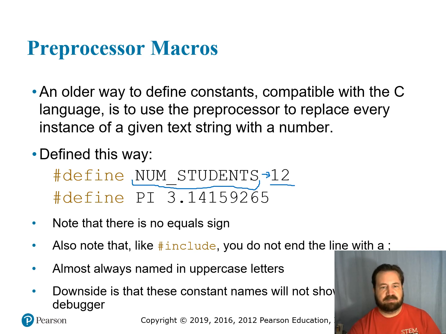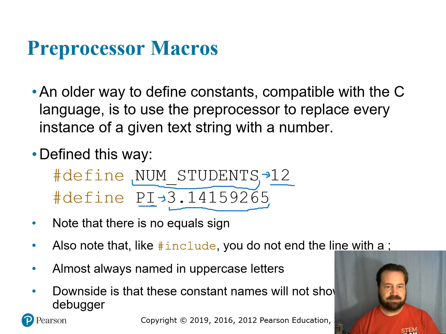And everywhere it sees pi, it's going to replace that text with 3.14159265. There's no typing to this. As long as this is a valid literal somewhere in the program, you can use it. Also note that like #include, you don't end the line with a semicolon. And preprocessor macros, as they're called, were always named in uppercase letters, which is, I think, where this habit of naming constants with uppercase letters came from. That was just to show yourself when you're writing this later in the program that that's what that is, that it's a constant value.